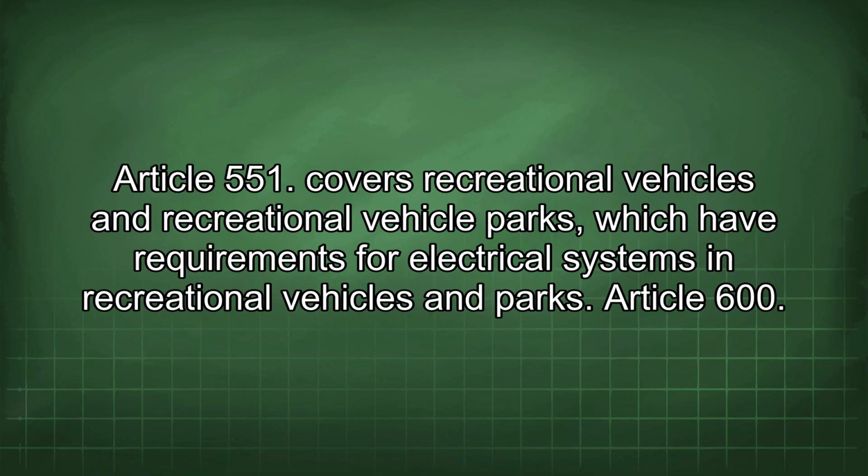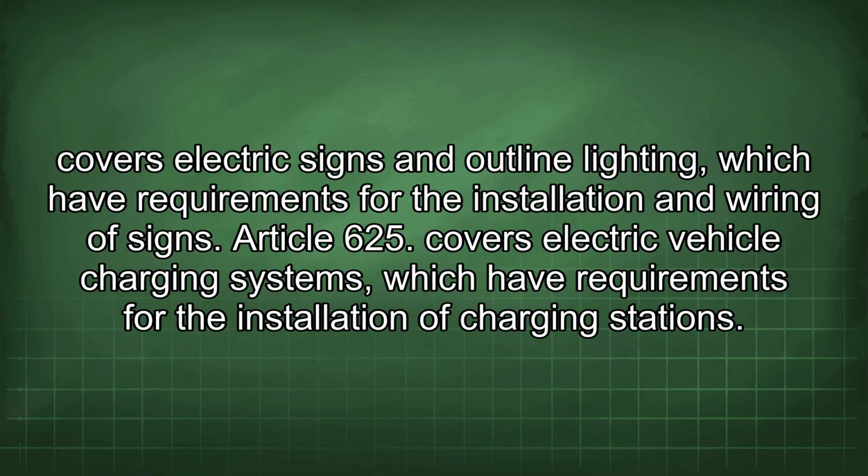Article 551 covers recreational vehicles and recreational vehicle parks, which have requirements for electrical systems in recreational vehicles and parks. Article 600 covers electric signs and outline lighting, which have requirements for the installation and wiring of signs. Article 625 covers electric vehicle charging systems, which have requirements for the installation of charging stations.